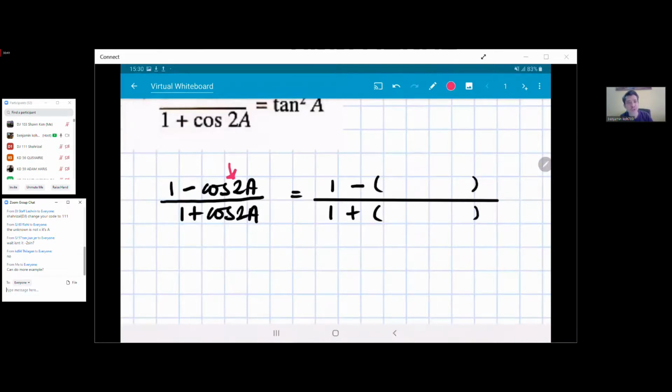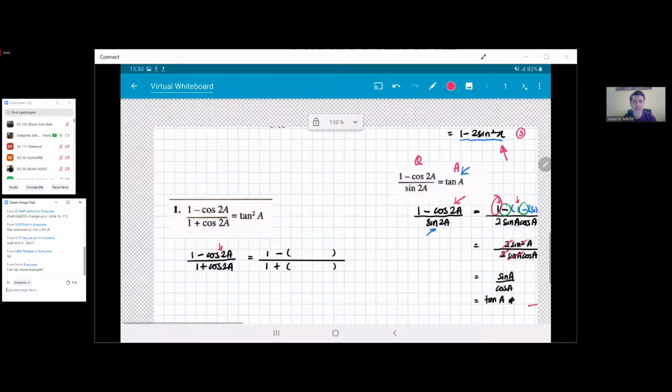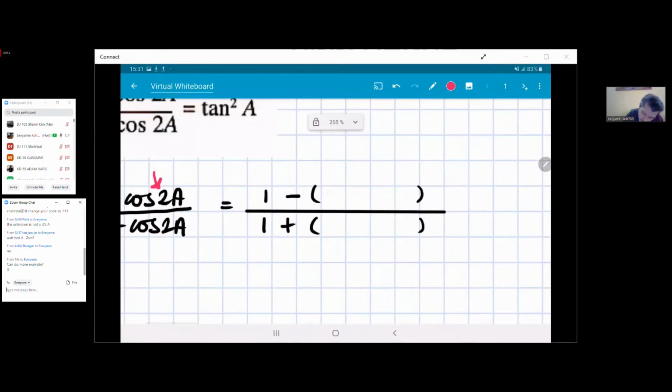Which formula do I use? Number 1, number 2, or number 3? Remember, you see in front there is a 1. We want to hilangkan the 1. So for the top one, to hilangkan the 1, yes, you pakai number 3. You pakai 1 minus 2 sine square A, because when you open the bracket, this 1 in front here, you nak hilangkan the 1. Boleh faham tak? You nak hilangkan that 1.